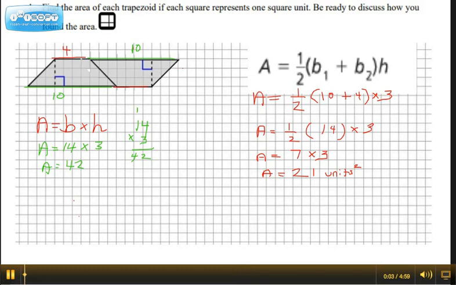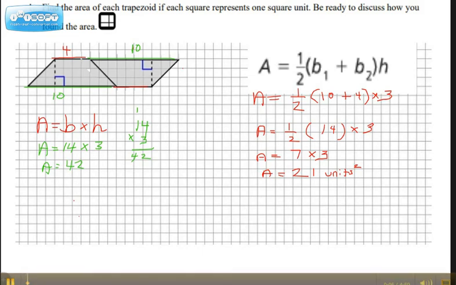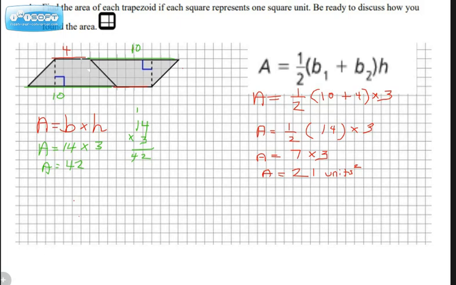Hey everybody, Miss Dietrich here. We're going to explore the relationship between area of parallelograms and the area of trapezoids.